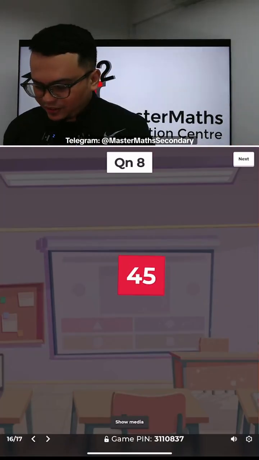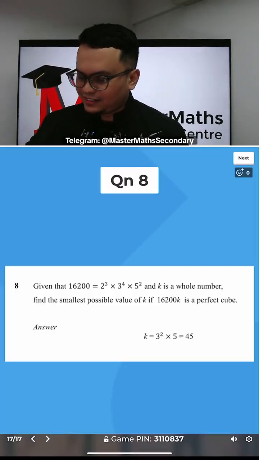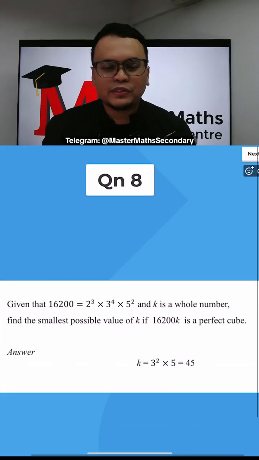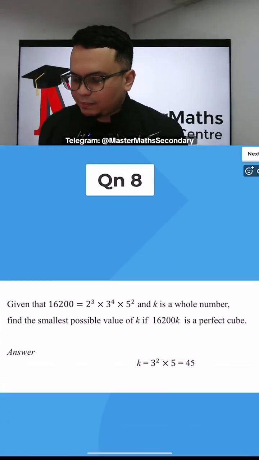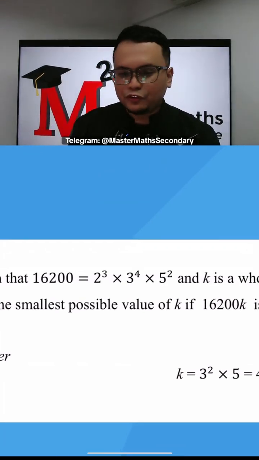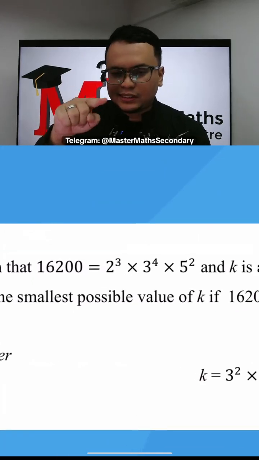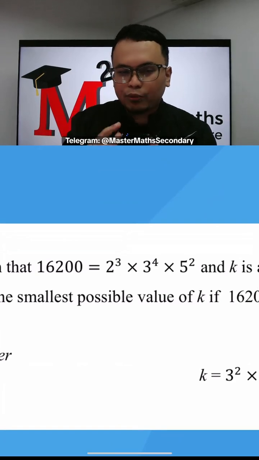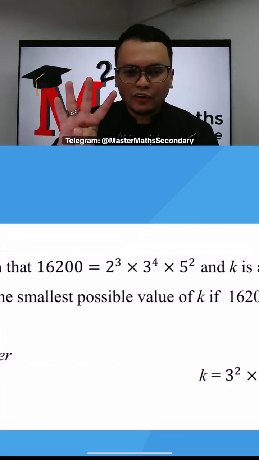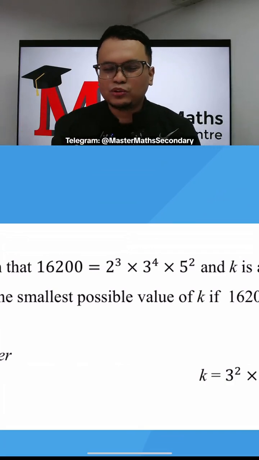Okay, let's take a look at this one. 8 of you got this correct. That's nice. Let me explain again. 16200 is not a perfect cube, because not all the powers are multiples of 3. 2 power 3 is nice, because the power is a multiple of 3. So the problem lies with the bases 3 and 5. 3 has a power of 4, which is not a multiple of 3. 5 has a power that is also not a multiple of 3.